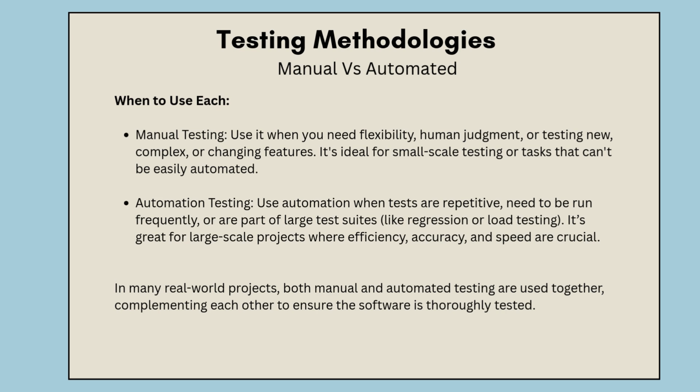Now, here we go with some examples on when to use. Manual, use it when you need more flexibility, human judgment, or you're testing new, complex, or changing features. It's ideal for small scale testing or tasks that can't be easily automated. Automation, use it when the tests are repetitive, when you need them to be run frequently or part of large test suites, like regression or load testing. It's great for large scale projects where efficiency, accuracy, and speed are crucial.